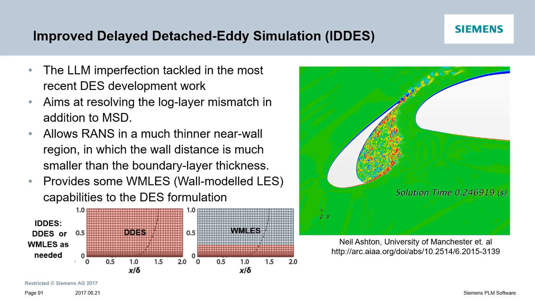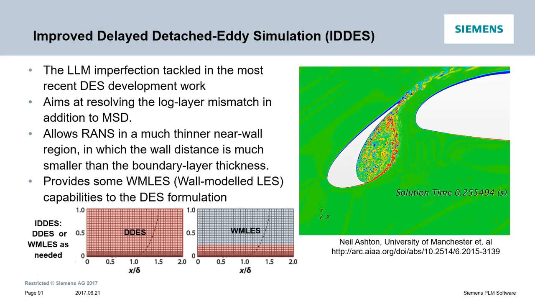Obviously, this was not the original intent of the model, and it results in relatively strong log layer mismatch between the RANS and the outer LES region. So we need to address the issue of LLM to use it as a wall model. So it was proposed that DDES can be developed into a suitable wall modeled LES, resulting in the formulation of what is known as improved delayed detached eddy simulation, or IDDES.